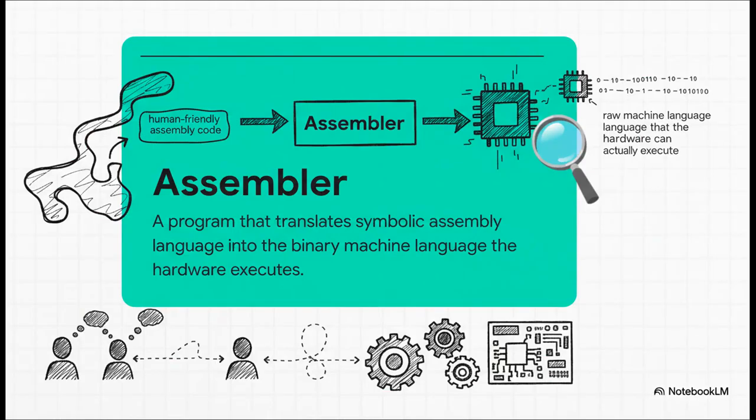And the tool that builds that bridge for us is called an assembler. It's a pretty straightforward program that does just one thing. It takes that human-friendly assembly code and translates it, line by line, back into the raw machine language that the hardware can actually understand and execute. It's our first, and maybe most important, translator on the journey from human ideas to machine actions.